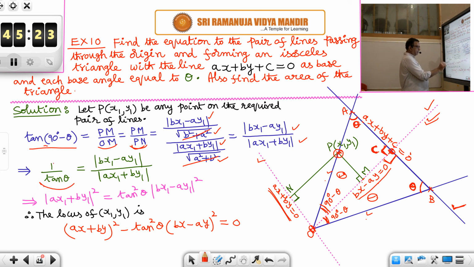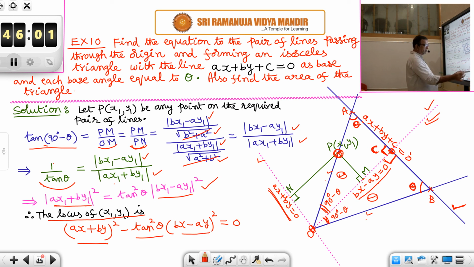Cot theta is written as 1 by tan theta. So 1 by tan theta is equal to this by this. Now cross multiply and square. Mod of ax1 plus by1 whole square is equal to tan square theta into mod of bx1 minus ay1 whole square. So the locus of (x1, y1), we have taken any point on the required pair of lines. The locus means the equation of the required pair of lines only. So the equation of the required pair of lines is obtained by replacing x1, y1 by x, y. So (ax plus by) whole square minus tan square theta into (bx minus ay) whole square.